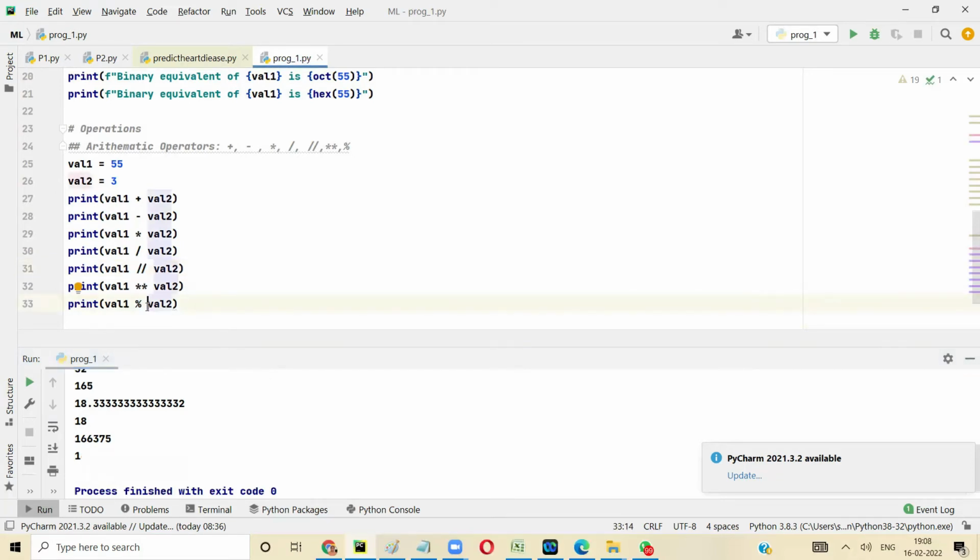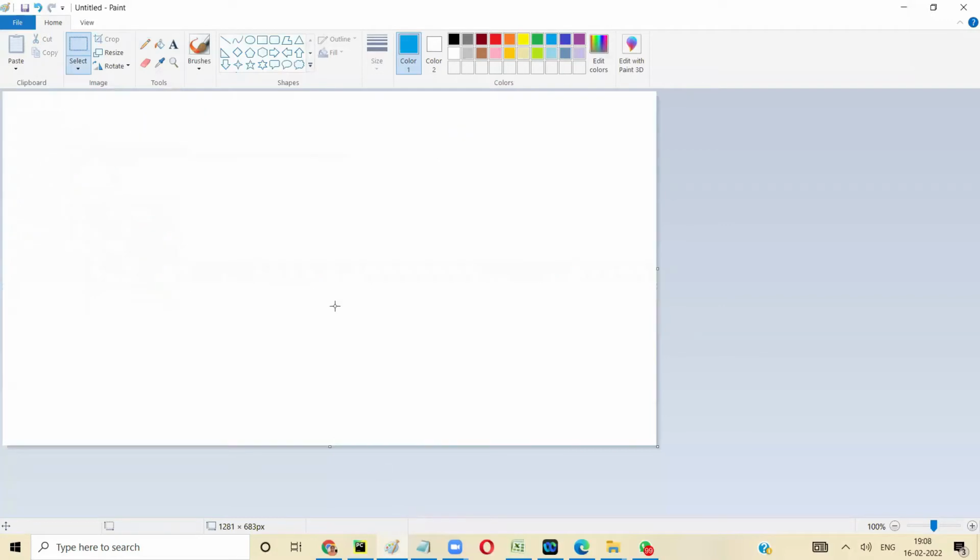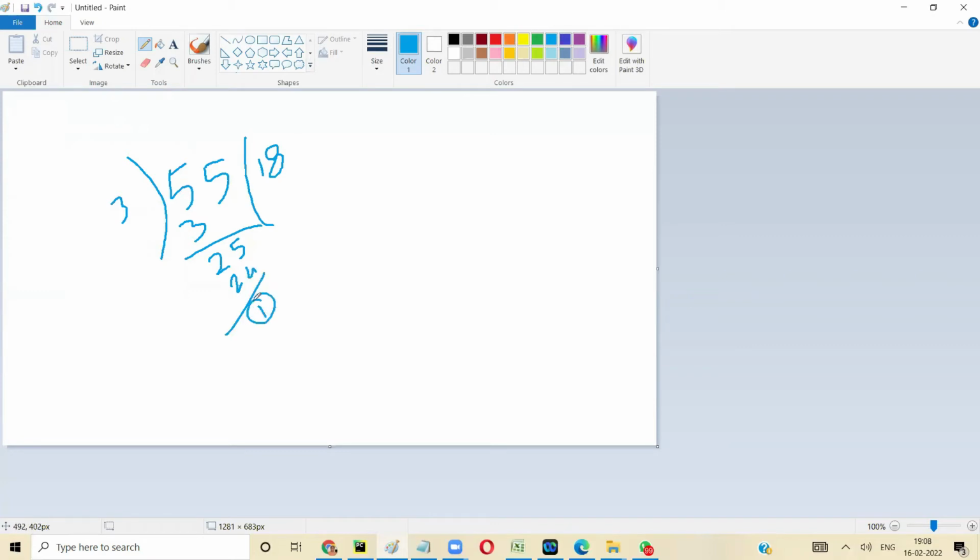Modulus is the remainder. It gives us the remainder. So when you divide, let's say, 55 by 3, what you do is you say 3 1 3, you get 2 5, then you say 8, 8 3 24, so you get 1. So 1 is your remainder.